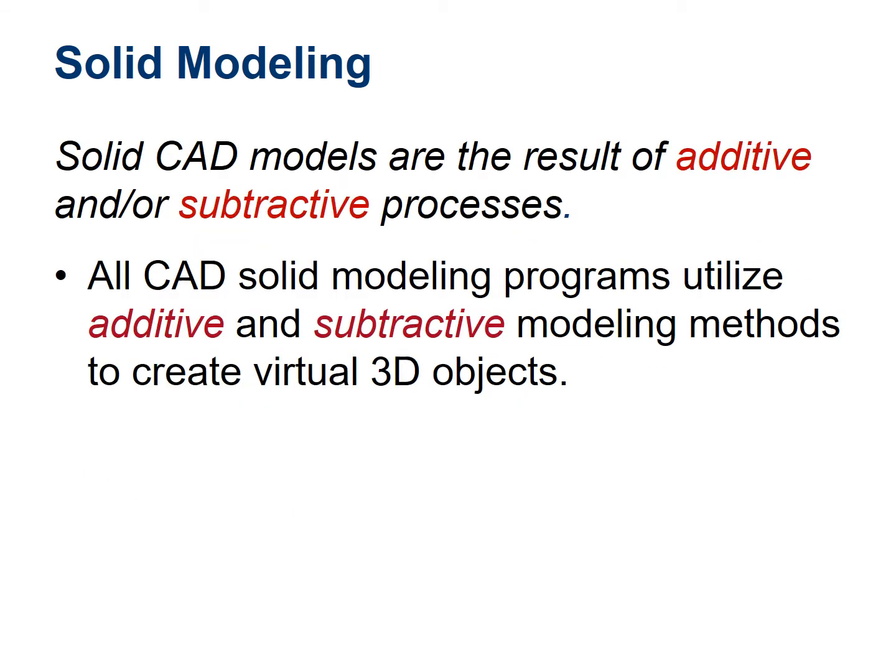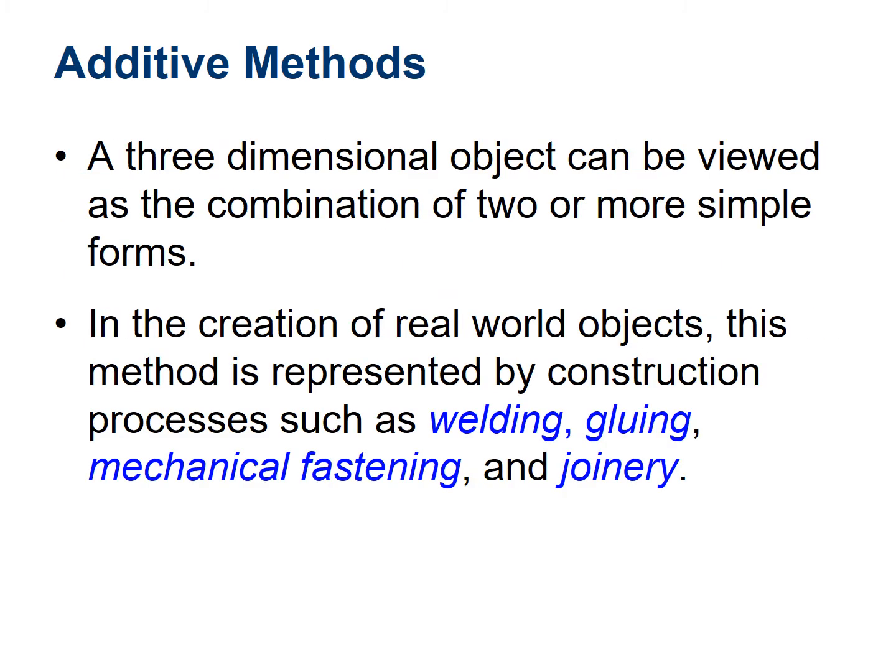Solid CAD models are the result of additive and/or subtractive processes. All CAD solid modeling programs utilize additive and subtractive modeling methods to create virtual 3D objects. A three-dimensional object can be viewed as the combination of two or more simple forms. This is the additive method, and so we're going to use several types of shapes that are put together to create one shape. In the creation of real-world objects, this method is represented by construction processes such as welding, gluing, mechanical fastening, and joinery.